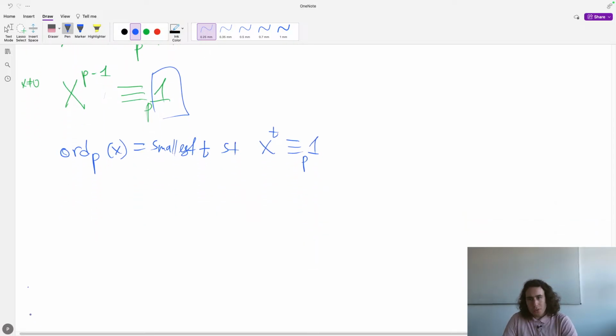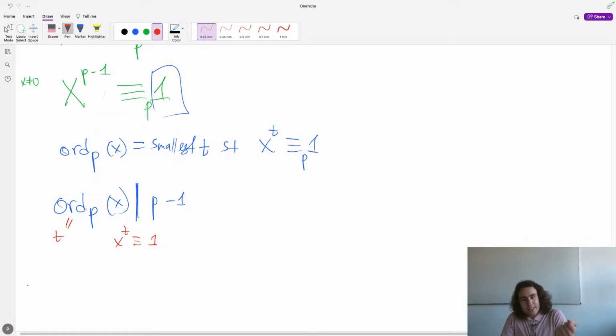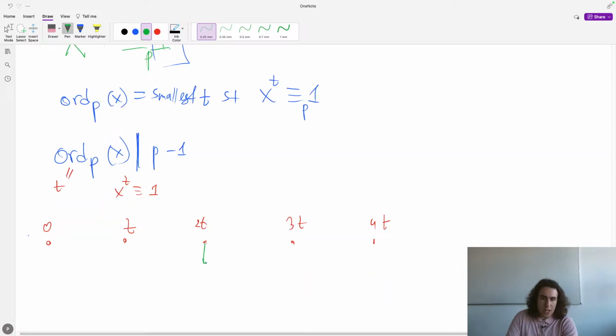We can note some simple facts about this order. First of all, it's easy to prove that the order of x divides p minus 1. Why is it the case? Well, let's say that this number is t, and we know that x to the t is 1. Well, if x to the t is 1, then x to the 2t is also 1, x to the 3t is also 1, and so on. So we know that the 0th power, t power, 2t power, and so on, all give 1.